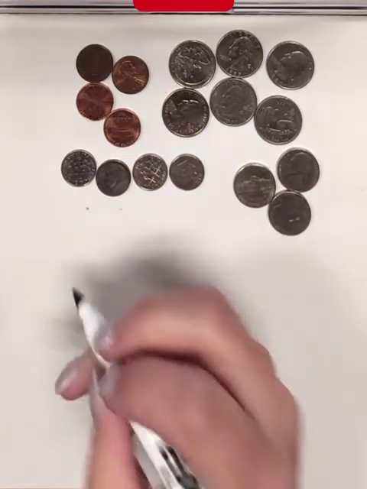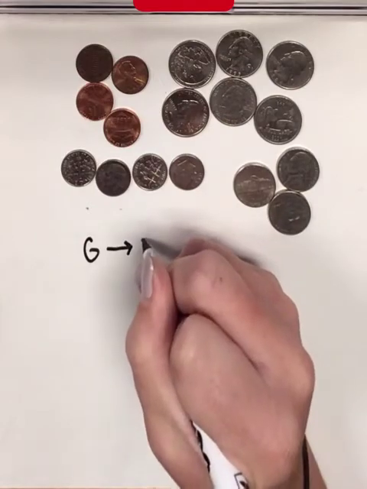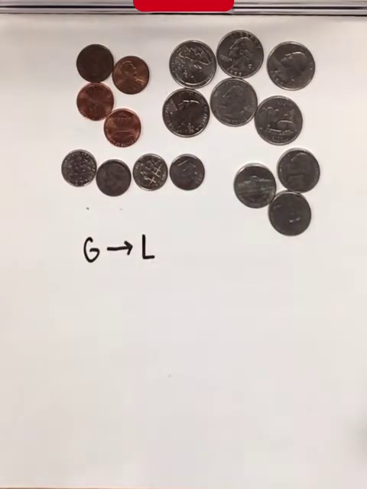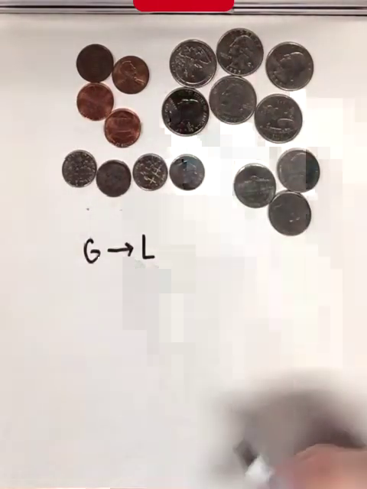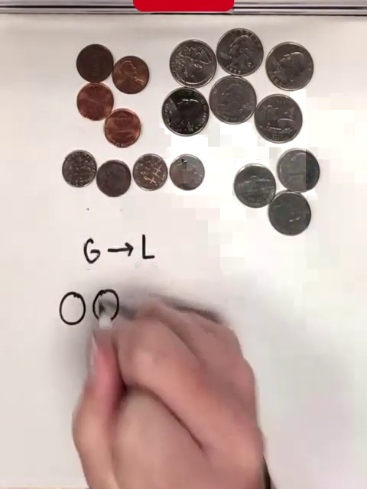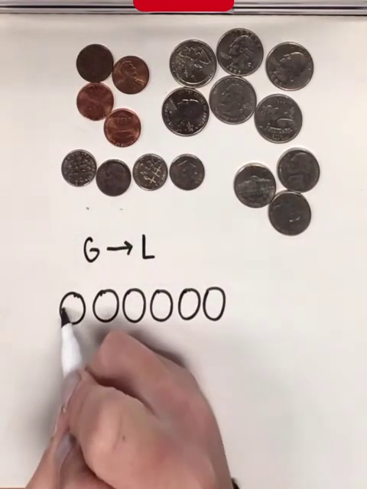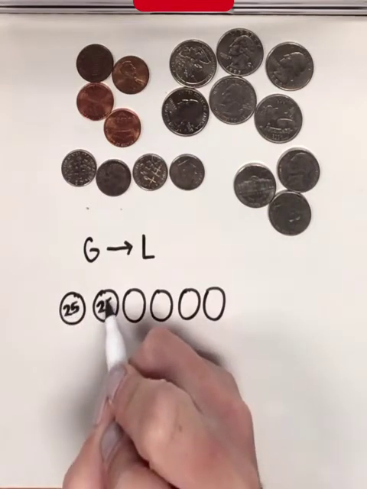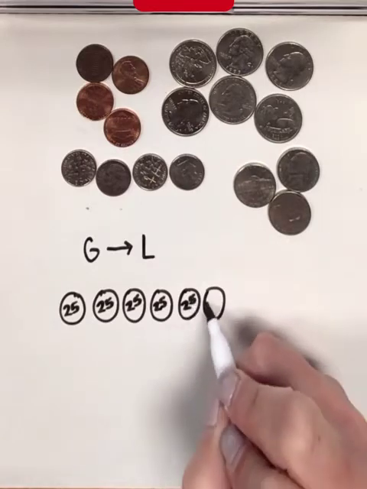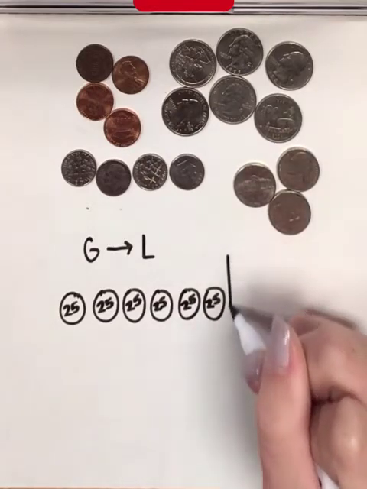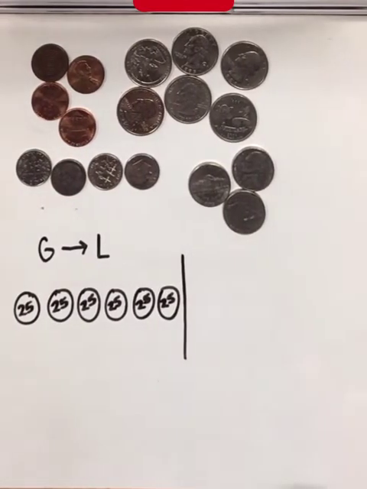So starting from greatest to least, we know that our greatest would be our dollar bill, but we don't have any dollar bills. So our next greatest is going to be our quarters, and I have 1, 2, 3, 4, 5, 6. I have 6 quarters. So I'm going to go ahead and draw out my 6 quarters. And I know that each one of those has a value of 25. And then I'm going to draw a line to separate my quarters from my next coin.